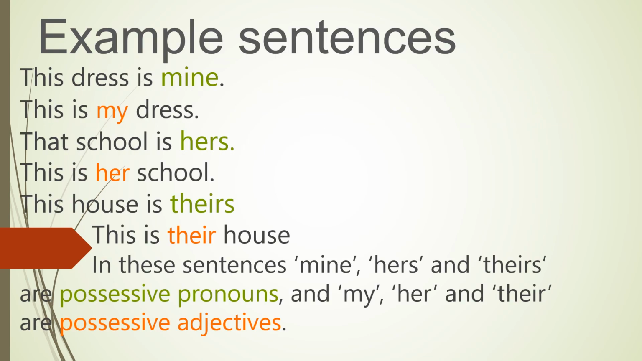Example sentences: This dress is mine. This is my dress. That school is hers. This is her school. This house is theirs. This is their house. So if you look at these sentences, mine, hers, and theirs are possessive pronouns, and my, her, and their are possessive adjectives.